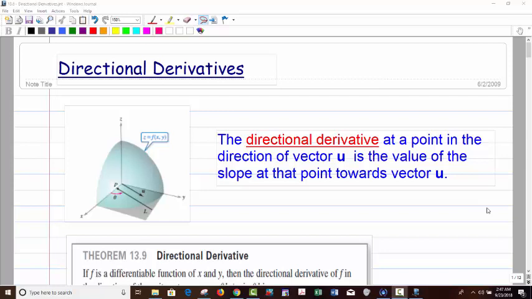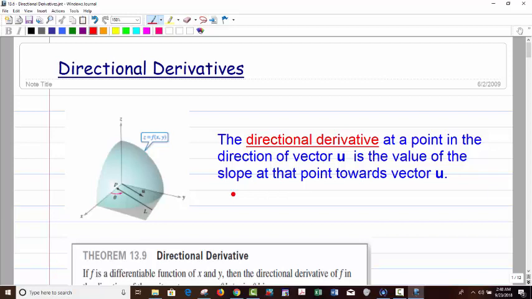This video is entitled Directional Derivatives. A directional derivative at a point in the direction of vector u is the value of a slope at that point towards vector u.